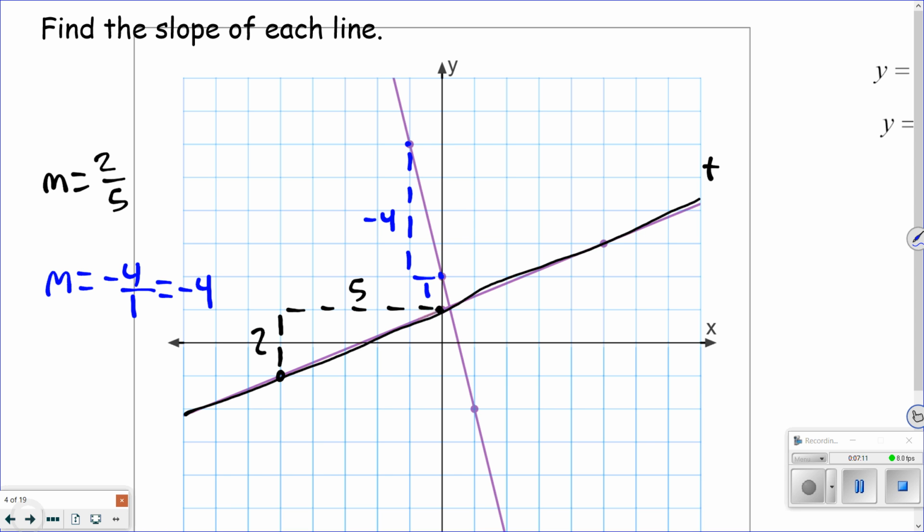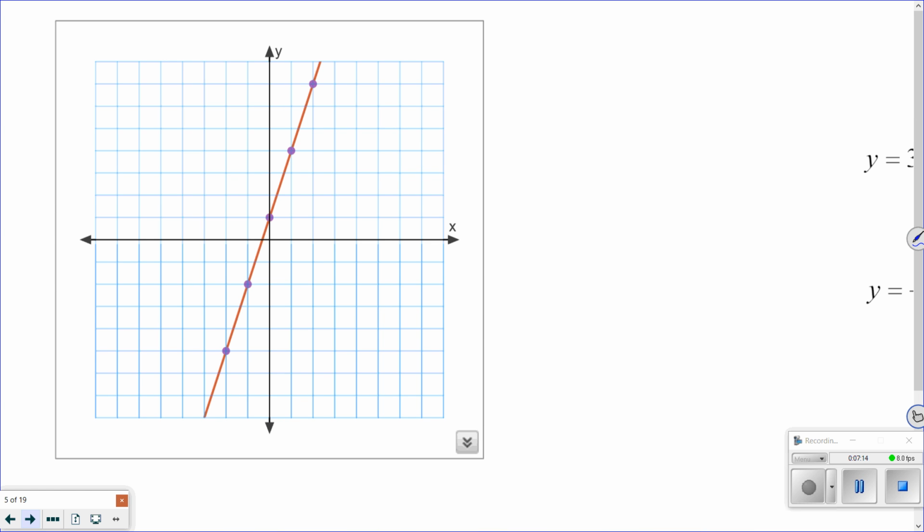Okay, I want you to give it a try. This is the next one in your notes. Go ahead and find the slope of this line. So pause the video, find the slope, and then come back and we'll check it together.